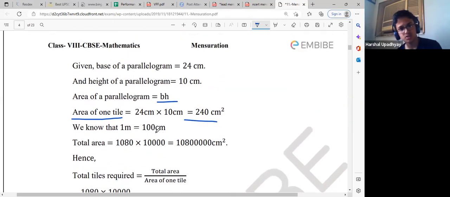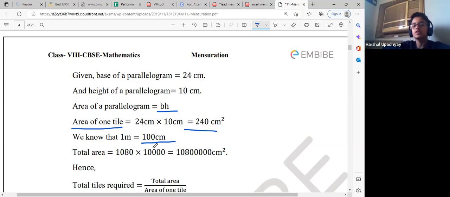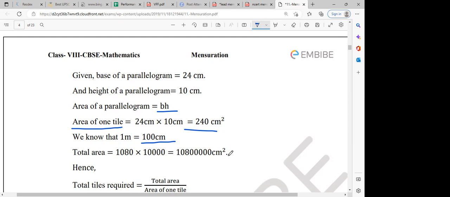Ma'am, where did 10,000 come from? Where the 10,000? Oh, they have just converted it. We know that 1 meter is 100 centimeters, right? So now the total area will be in centimeters. They were converting, and then you will simply solve it.